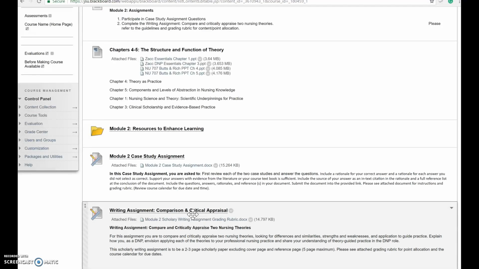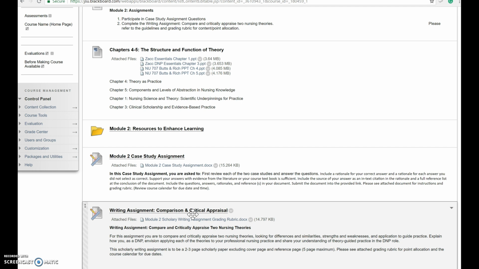In that, you're going to compare and critically appraise the two nursing theories. Explain how you as a DNP envision applying each of the theories to your professional nursing practice, and then you're going to share your understanding of theory-guided practice in the DNP role. This is a scholarly paper, so do not use first person. You should be writing in third person for this, such as the DNP student, whatever, when you're referring to yourself instead of I think this. The conclusion and summary is worth 5 points, and then your scholarly writing is worth 10 points.